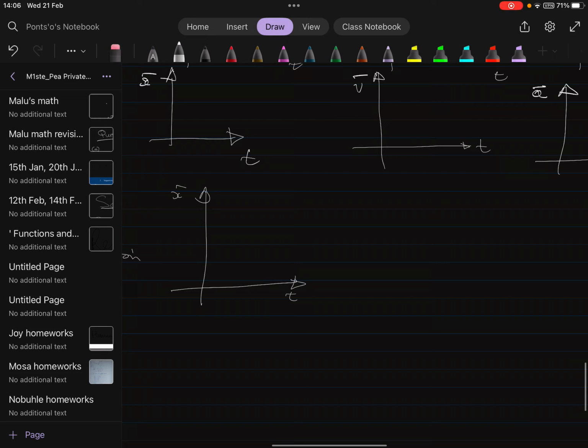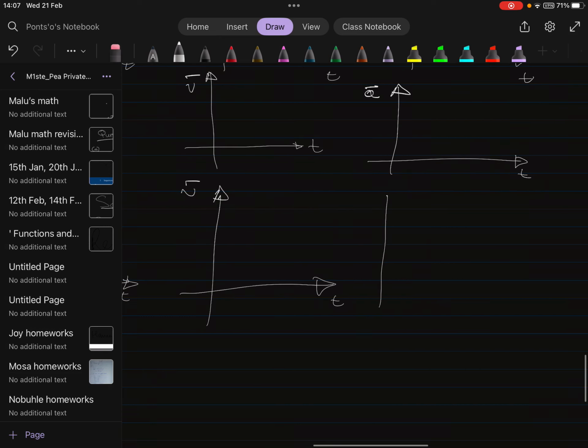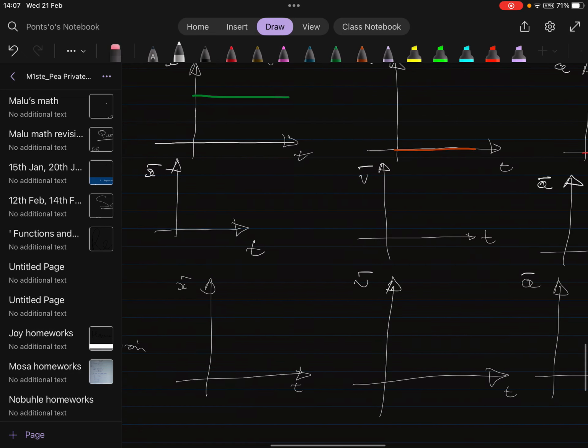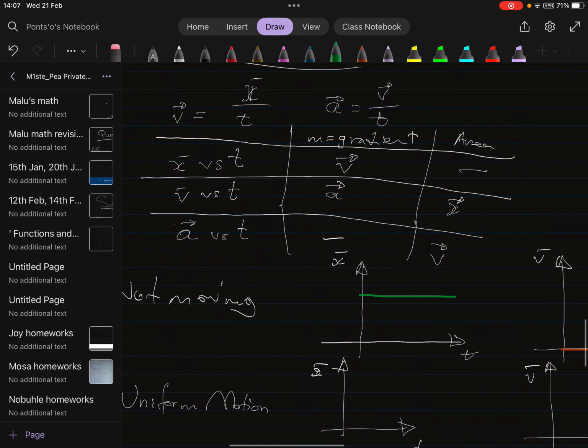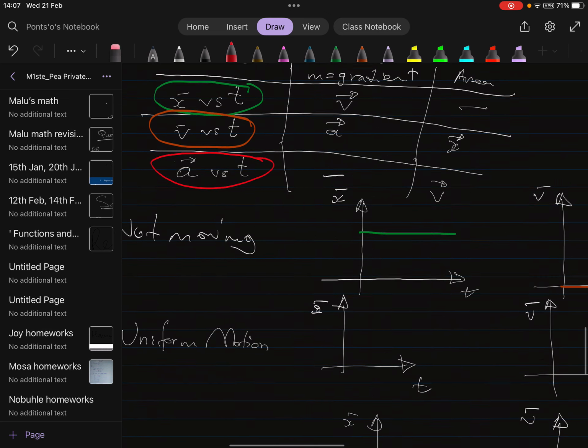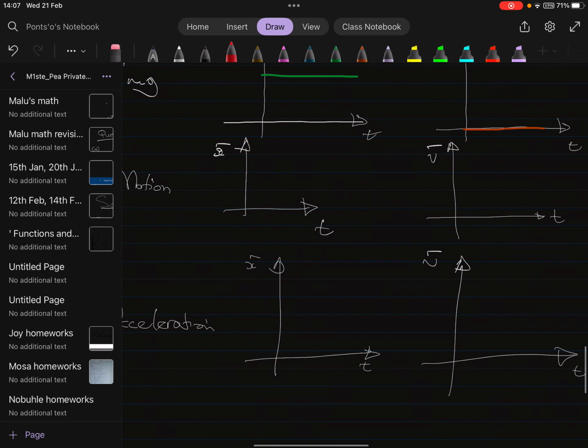So that's time, that's x bar, time, and that one is like that. All right. So displacement is green, this one is orange, and this one is red. Red for danger.